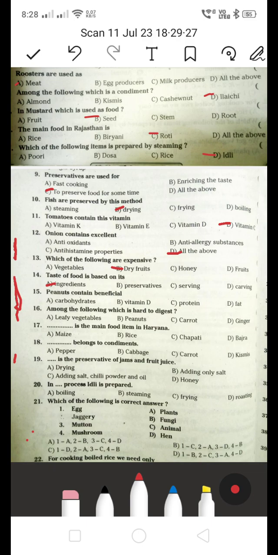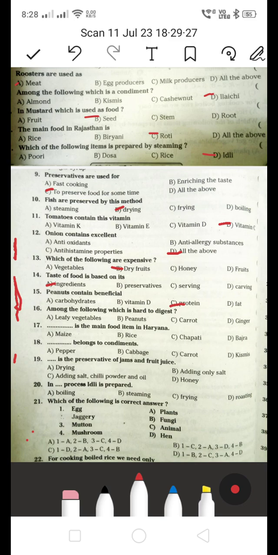Next, peanuts contain beneficial, like carbohydrates, or vitamin D or C, protein, or D, fat. Which is the right answer? Manaki peanuts lo em untadi? Protein anedi untadi. So it's C, protein is the right answer.